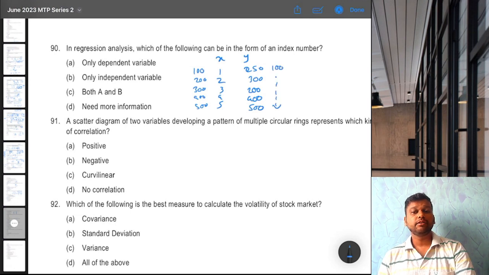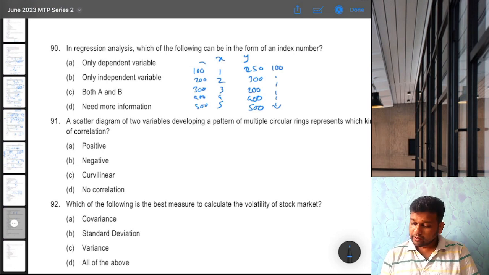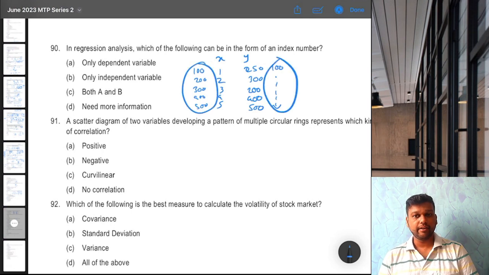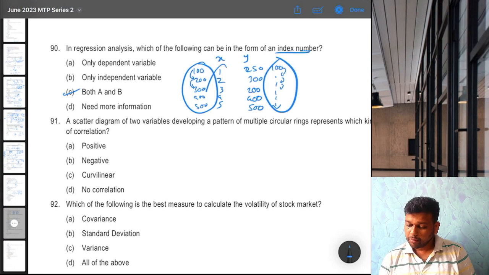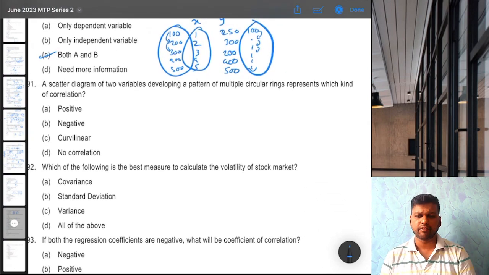Okay, that does not affect the regression. Why? Because the ratio of x between first and second, second and third, third and fourth, and the ratio of y between first and second, second and third, third and fourth, is going to be the same, right? So both a and b can be index numbers. It does not matter whether it is an index number or an absolute number. Index number is just a relative number.